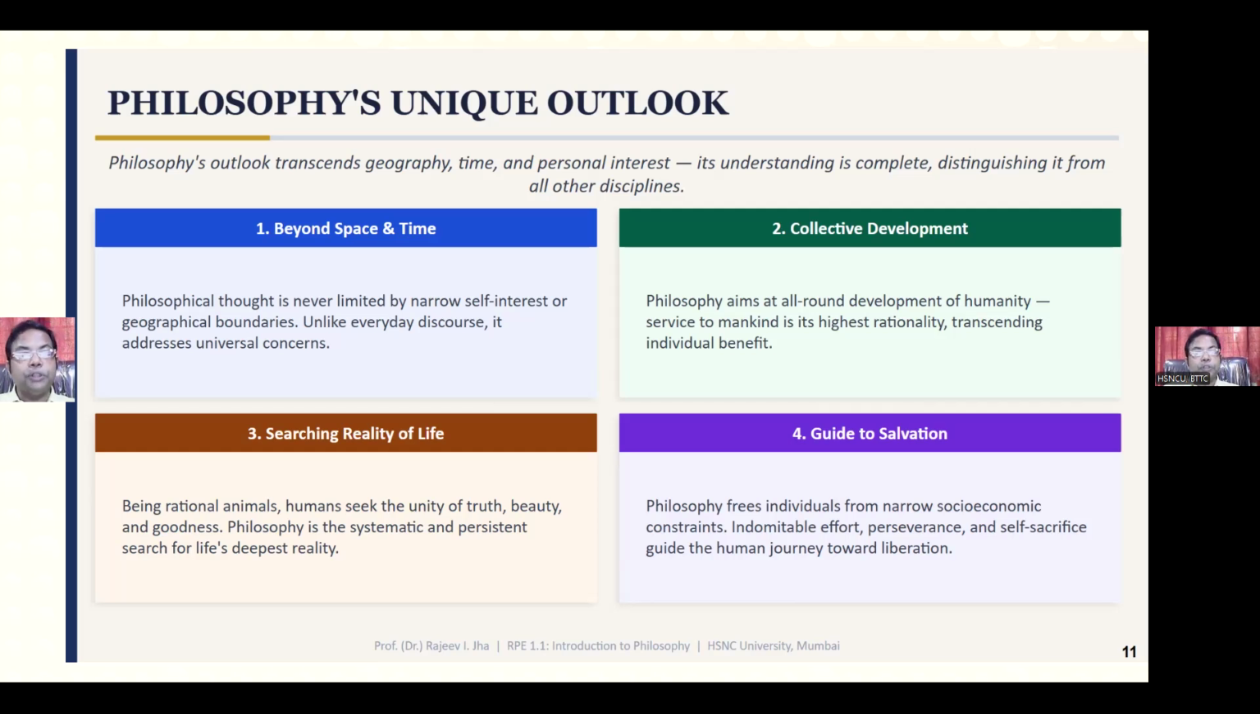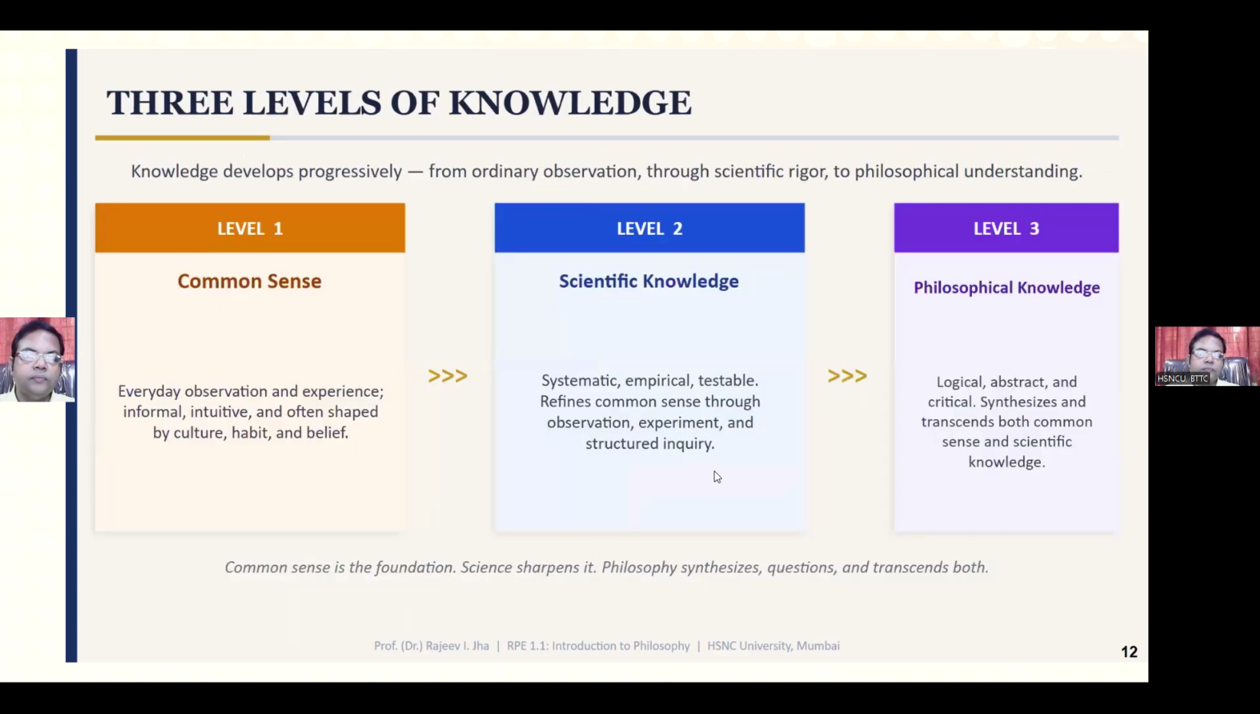This naturally raises the question, how does philosophical knowledge differ from knowledge we use every day? Let us examine the 3 levels. Most of us understand the difference between everyday knowledge and scientific knowledge. But there is a third level, philosophical knowledge, that both builds on and transcends science. Understanding this progression is essential for any researcher.